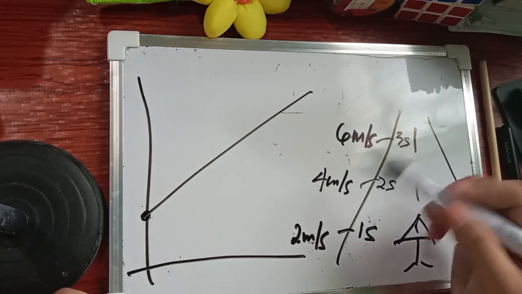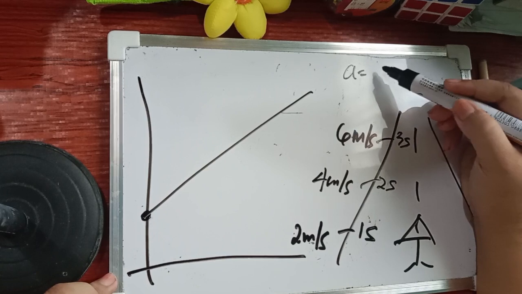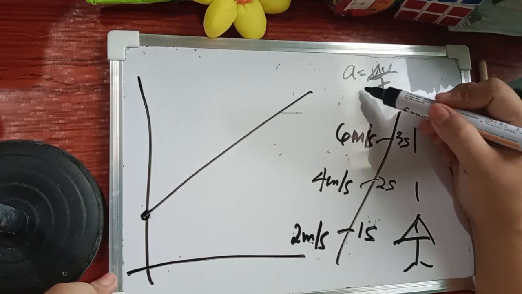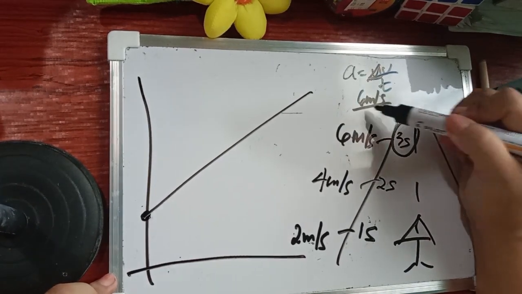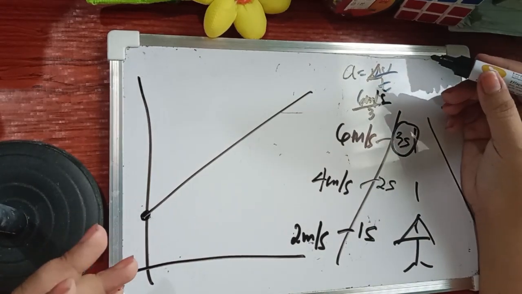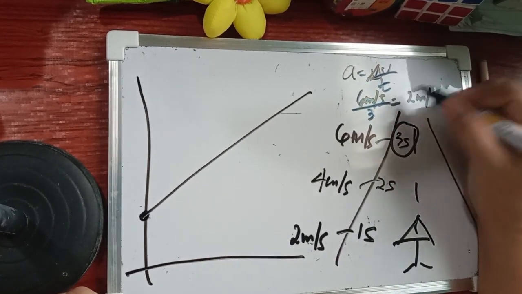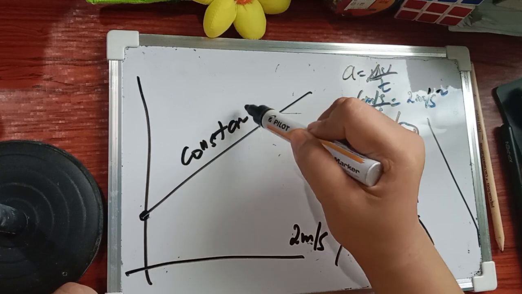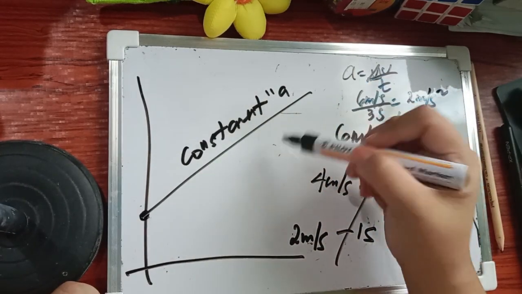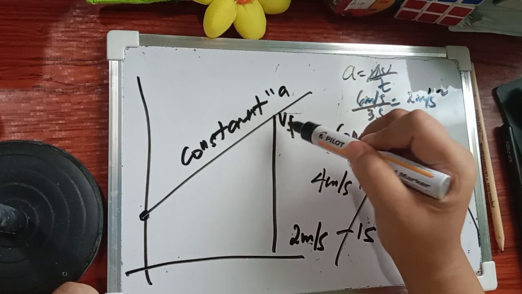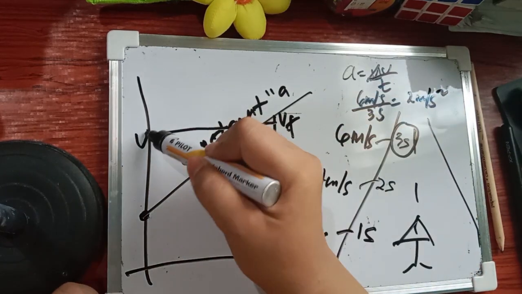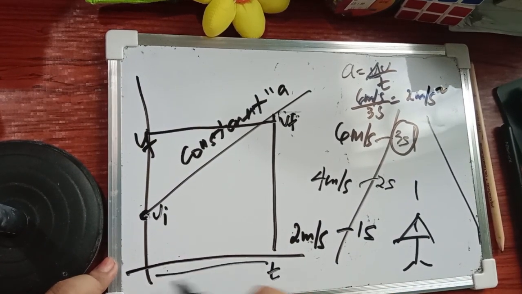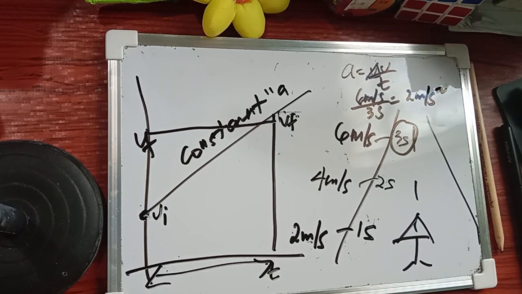Okay? And this is an acceleration because we have here acceleration equals the change in velocity over time, right? And for velocity, for example, we have 6 meters per second over the time, 3 seconds. What's the acceleration? That is 2 meters per second squared. That is acceleration. So we have here the constant a for this graph. And then we have to plot the final velocity here. Okay, final velocity. And then this is the initial velocity here. This is the time. That's the time.